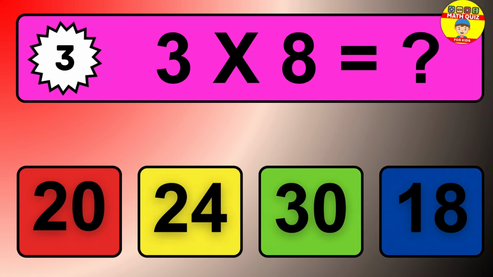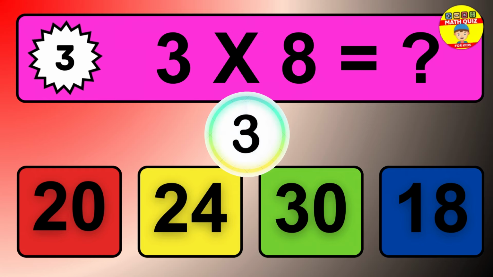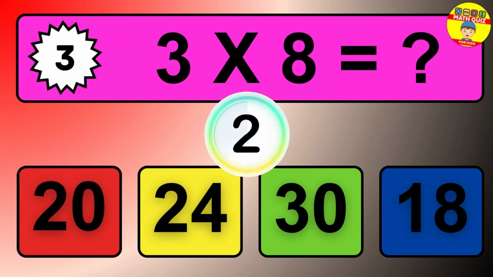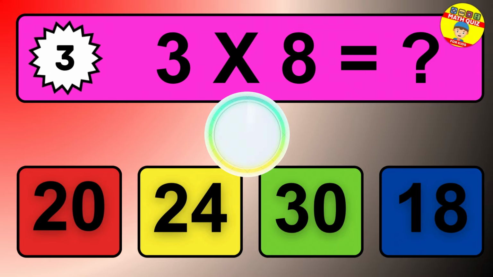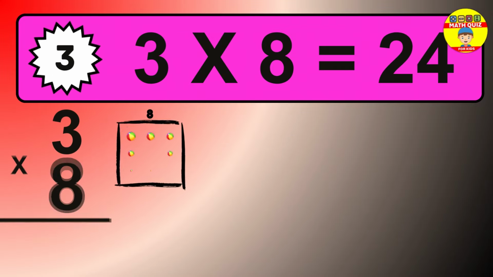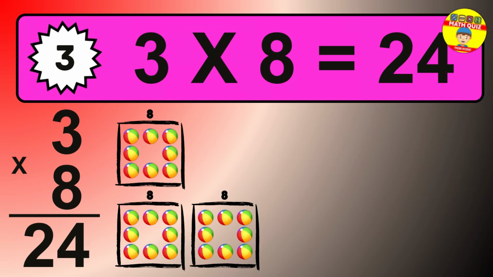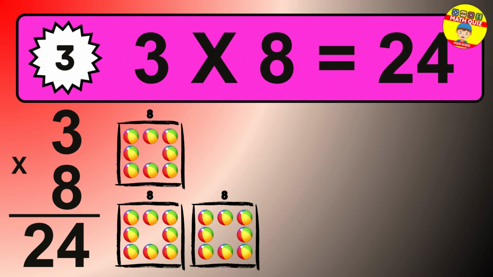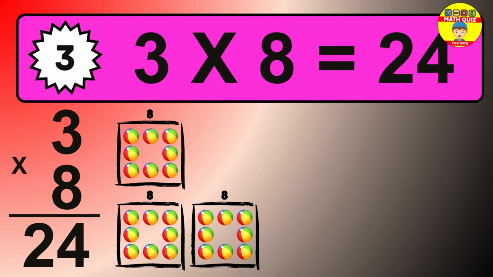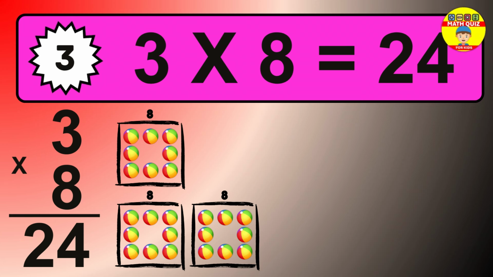Question 3. 3 times 8 equals what? So, the answer is 3 times 8 is 24. To calculate, we have 3 groups with 8 balls each one. So, how many balls do we have? 24 balls.